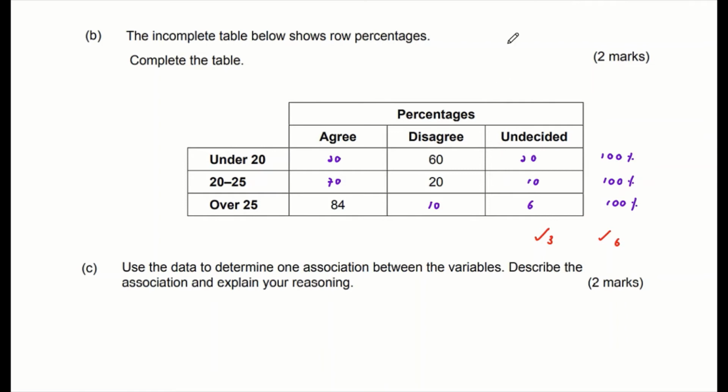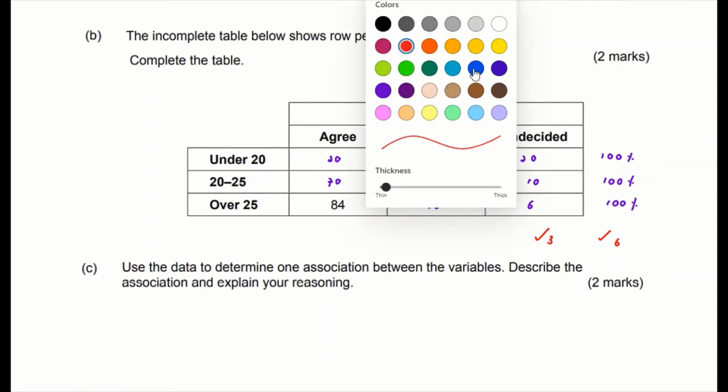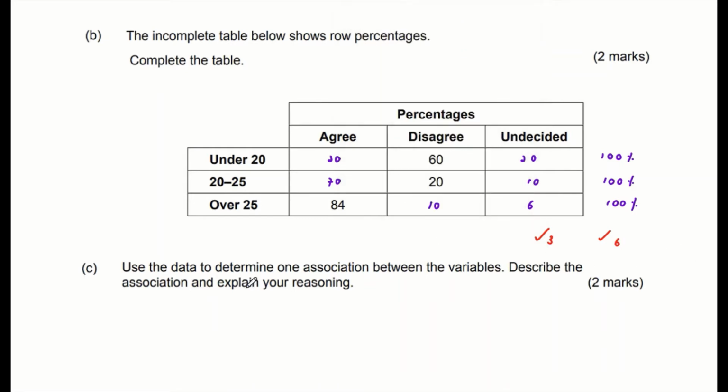All right, so D, use the data to determine one association that you see between the variables, describe the association and explain your reasoning. For this case, the question only wants you to determine one association and describe it. Which means that you don't really need to write the long thing that we did previously. So just bear in mind that you only answer according to what the question wants. In this question, they only want one, so you can pick anything that you like.